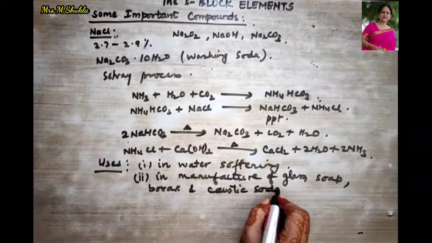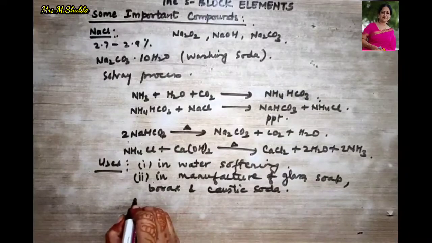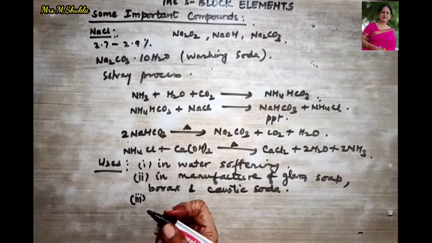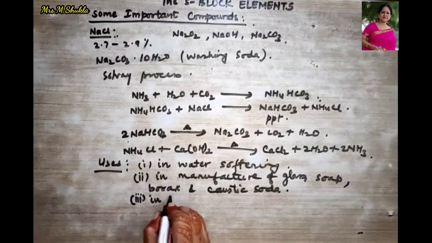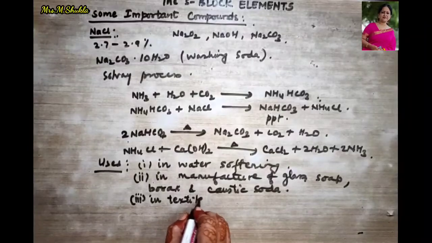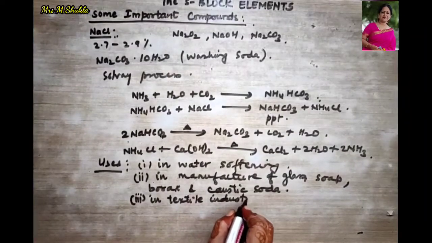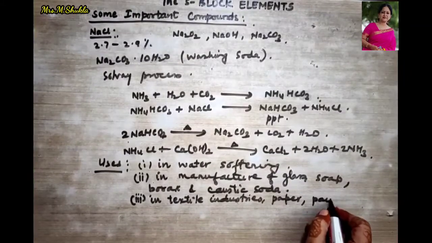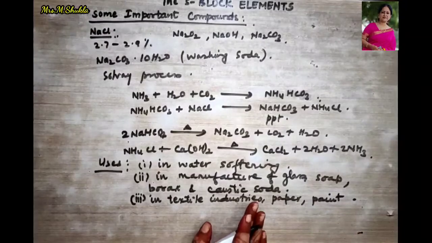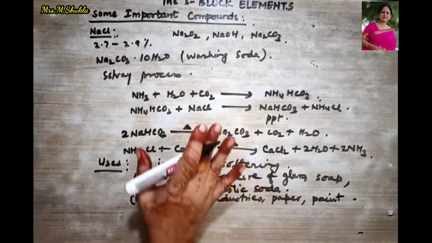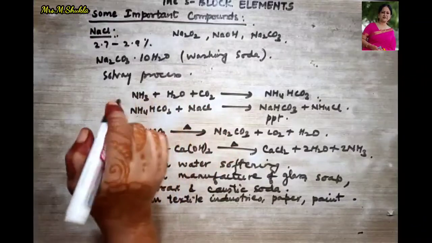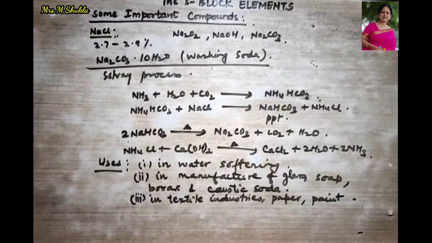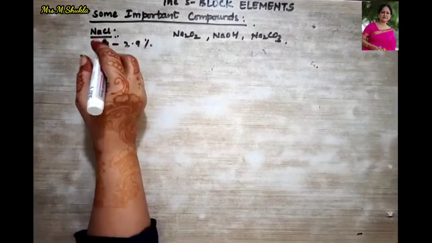Caustic soda, right? It is also used in the paper, paint and textile industries, and so on, right? And you also know that it is used as a laboratory reagent. So this was all about your washing soda or sodium carbonate. Next, sodium thiosulfate.